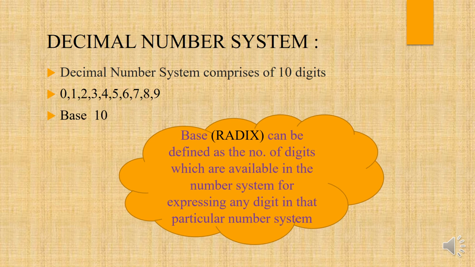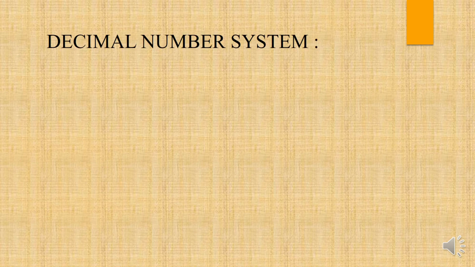So the base is written as a subscript. For example, suppose there is a number 678, then for base 10, after the bracket we will write 10 as a subscript. Here 10 denotes that 678 is a decimal number. So the decimal number system can also be called the positional value system.